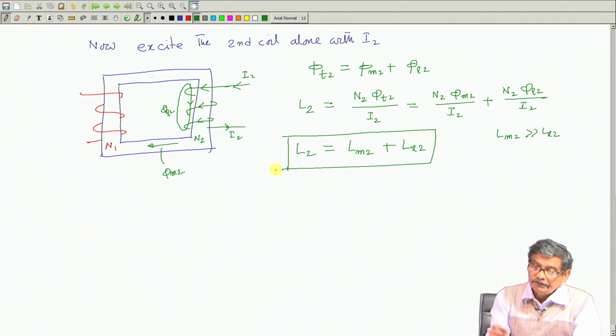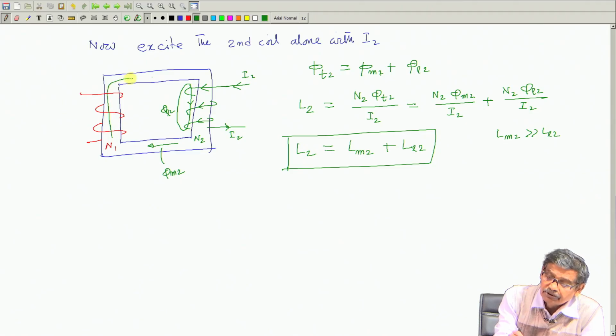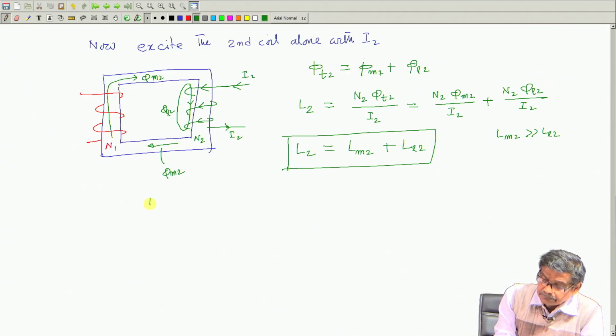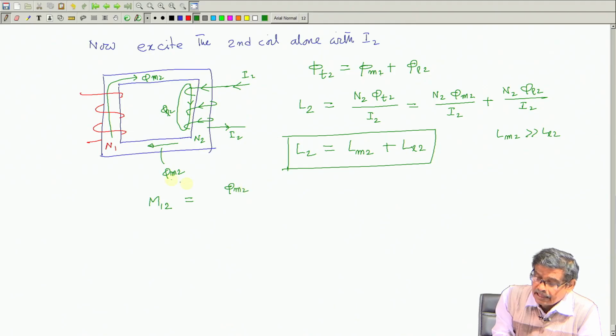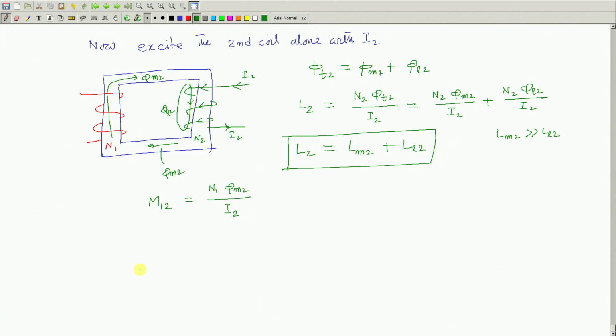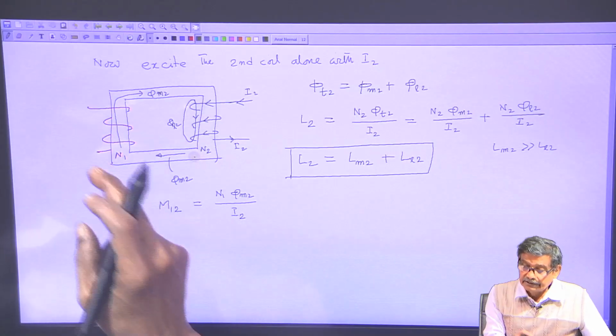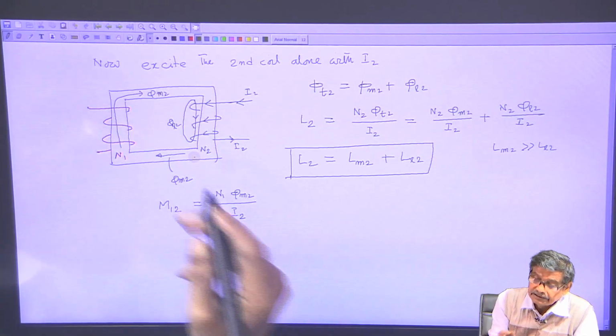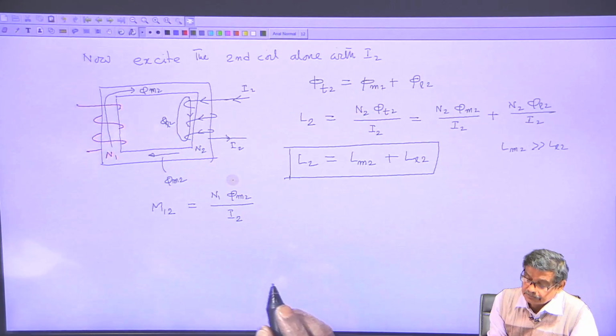When you have energized the second coil, flux is produced here and it is only the mutual flux phi M2 which will link the first coil. Then I will say that the mutual inductance of the first coil when the second coil carries current, I will write M12, and this will be equal to the mutual flux phi M2 linking N1 turns. So, N1 phi M2 for 1 ampere current in the second coil, that is I 2. Here I have not assumed any current carried by the first coil. So, this will be the situation.